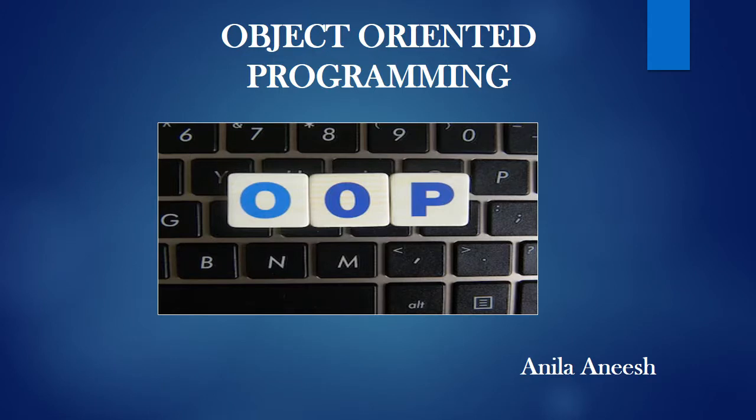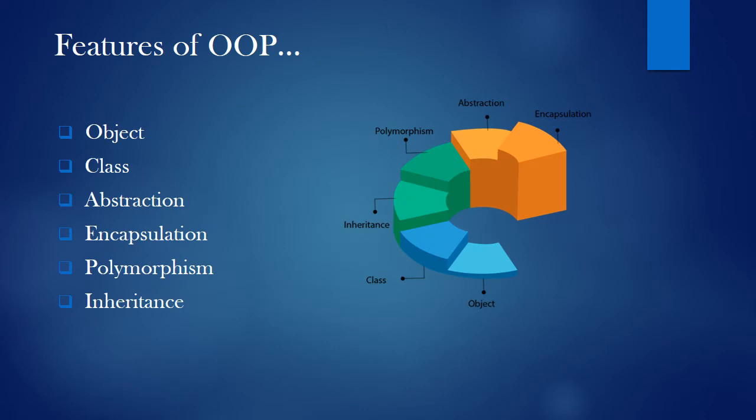Hello friends, we get started with the basic features of object-oriented programming. The topics which we are going to cover are the basics of OOP, that is object, class, abstraction, encapsulation, polymorphism, and the last one is inheritance.